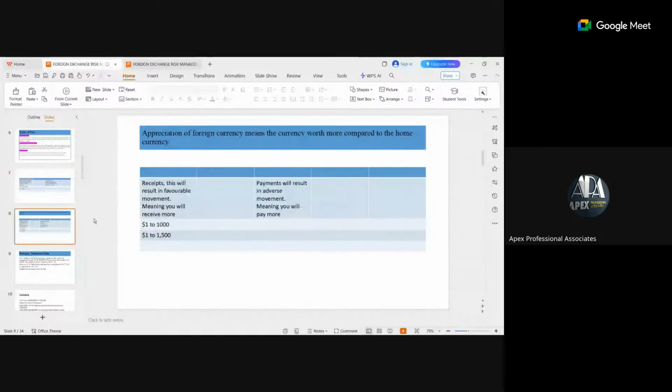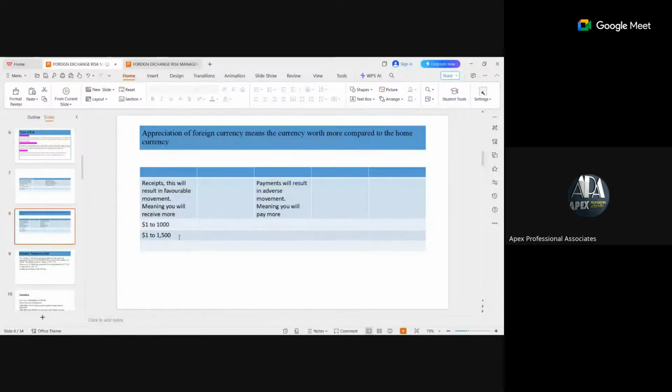Now, appreciation of foreign currency means the currency is worth more compared to the home currency. So in terms of receipts, what will happen if the dollar appreciates over naira? If you want to get dollars, you'll be getting more, because when you convert dollar to naira, you get more in terms of the home currency. This will result in favorable movement, meaning you will receive more. So when $1 is to 1,000 naira and the dollar appreciates to $1 to 1,500, when you convert dollar to naira, you get more naira.